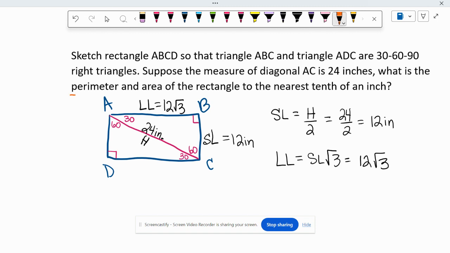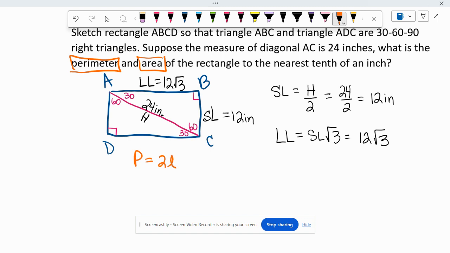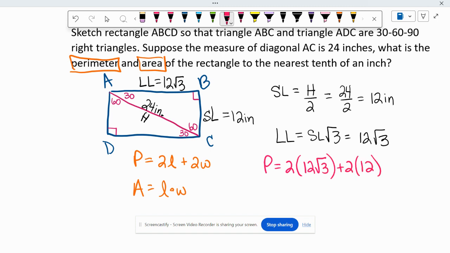I want to find the perimeter and the area of the rectangle. So let's write down some formulas. I know that the perimeter is 2 times the length plus 2 times the width. And I know that the area is just the length times the width. So my perimeter is going to be 2 times my length, my long leg, 12 times the square root of 3, plus 2 times the short leg, which is 12.